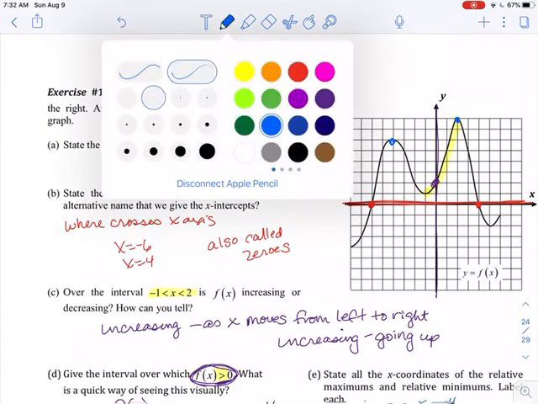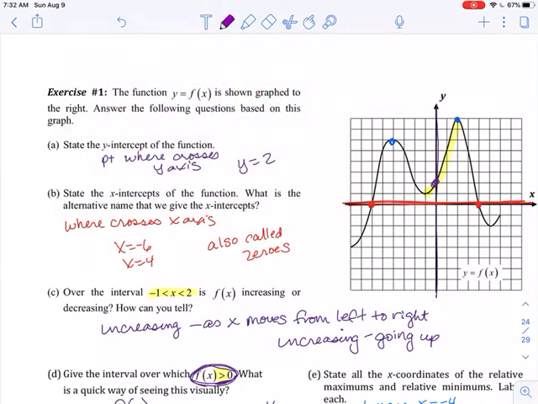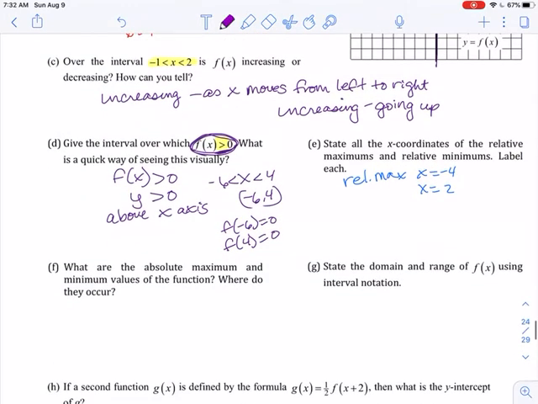Let's find my relative mins. I'll use this purple color. So my relative min, here's a relative min. Here's a relative min. Okay, so at x equals -1 and x equals 5. So it's all my turning points.